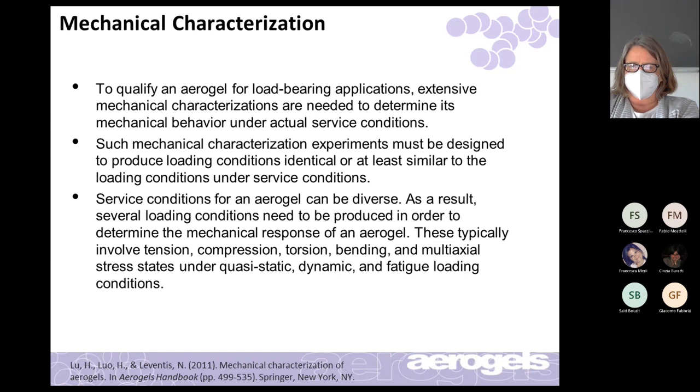With aerogels, tension is hard to do, compression, torsion and bending are also hard. Well, in this section, I'm going to talk about the mechanical characteristics and how to characterize them. And then I'll also talk about some of the things that people have done to make stronger aerogels. And in those applications, such as aerogel composites, you can do many of these types of tests.